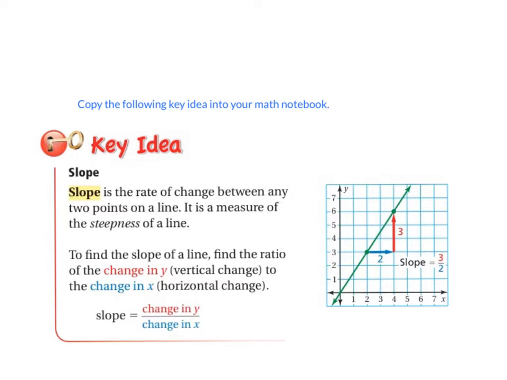Slope is the rate of change between any 2 points on a line. It is a measure of the steepness of a line. To find the slope of a line, find the ratio of the change in y, that's the vertical change, to the change in x, that's the horizontal change. So slope equals the change in y over the change in x.